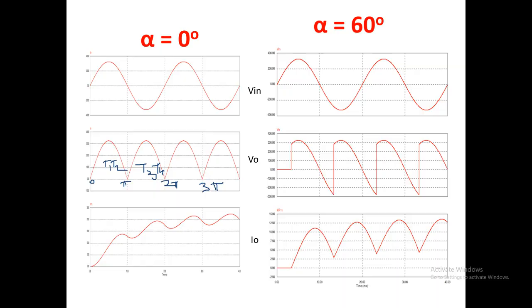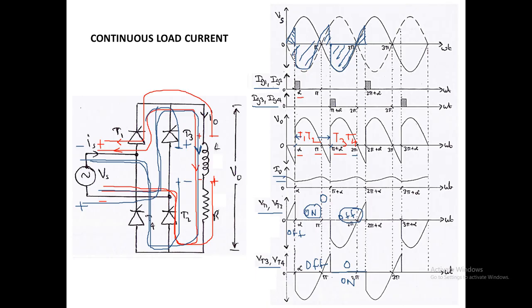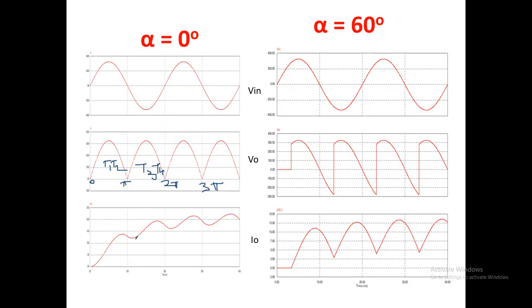You can see the inductance is exponentially charged and exponentially discharged. So here also it will be the charging period, and this will be the discharging period. Next, for alpha equal to 60 degrees, we can have the positive half cycle, and this is the energy dissipation period. From pi to pi plus alpha, we will have the energy dissipation period. And we can have this for different alpha ranges from 0 to 180 degrees.